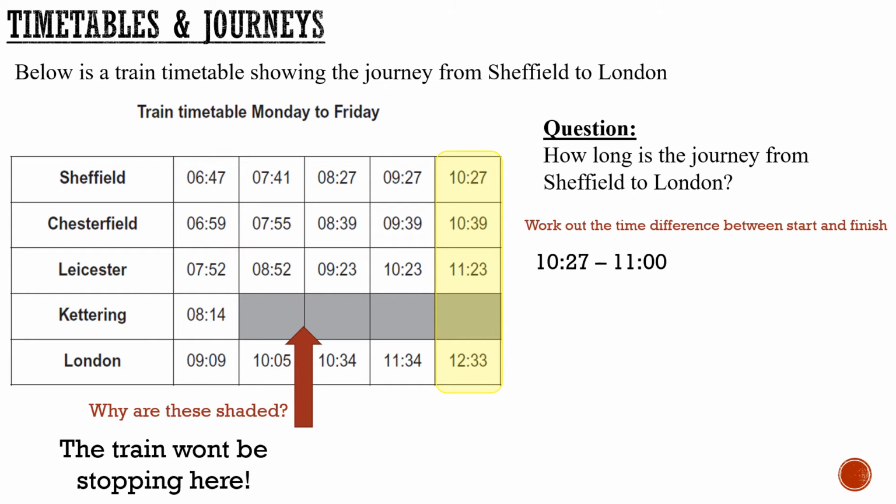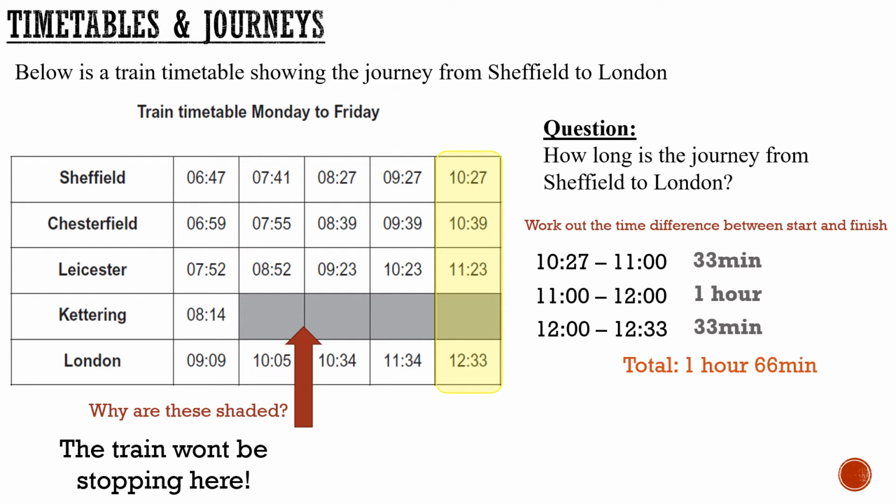So I'm going to go from 10:27 to 11 o'clock, which is 33 minutes. Then I'm going to go 11 o'clock to 12 o'clock, which is 1 hour. And then I'm going to do 12 o'clock to 12:33, which is another 33 minutes. So altogether I've got 1 hour and 66 minutes. But remember, we want to change it into hours. So we're going to have 2 hours and 6 minutes, because 60 of those minutes is an hour. And there we go, I've answered the question.